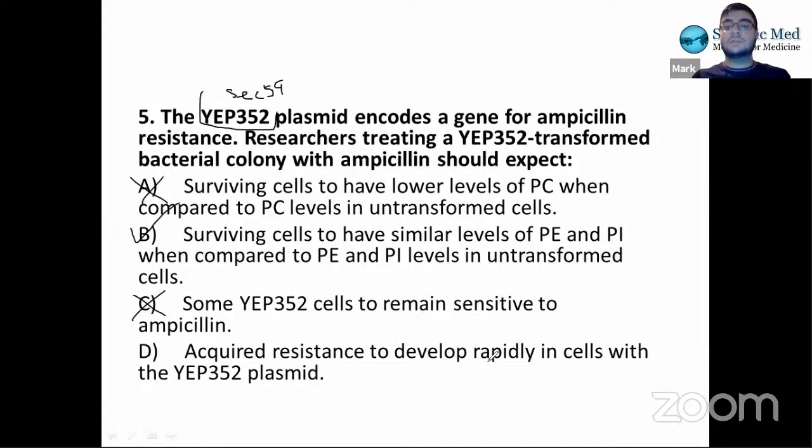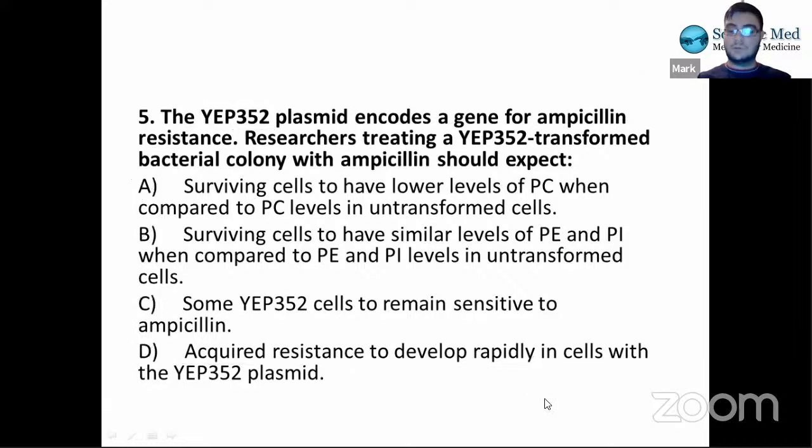Acquired resistance to develop rapidly in cells with the YPP plasmid. This is kind of a weird way to say it. Acquired resistance to develop rapidly. It's not really how it works. Either the genes have the resistance, which in this case they do, and the cells have the resistance encoded by the gene, or they don't. And the ones that died didn't, and the ones that lived did. So it'd be D. So D wouldn't be the right answer. And like I mentioned, B is the right answer, right? And we covered most of that earlier already.